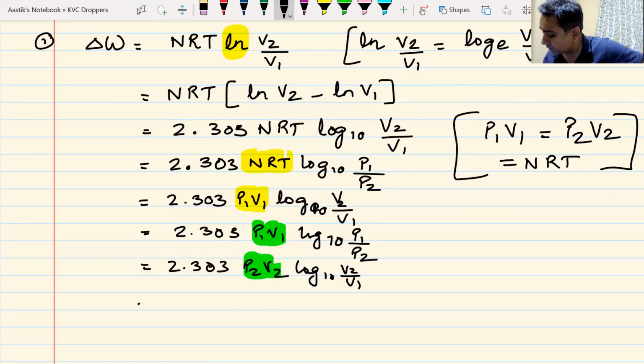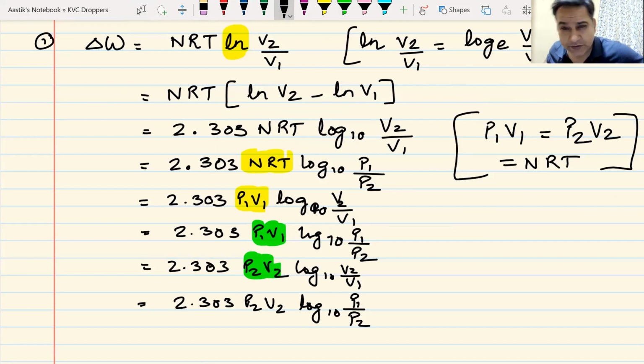And then one more way of doing it is 2.303 P2 V2 log to the base of 10 P1 by P2. Remember, log to the base 10 of P1 by P2 can be written as log to the base 10 of P1 minus log to the base 10 of P2. You understand this? So instead of writing work done in one way, I've written it in many ways. I can write more. Instead of P1 by P2, I'll write log of P1 minus log of P2, log of V2 minus log of V1, and so on. I can write ten more ways. But if you remember any one of these, you should be able to remember them all.